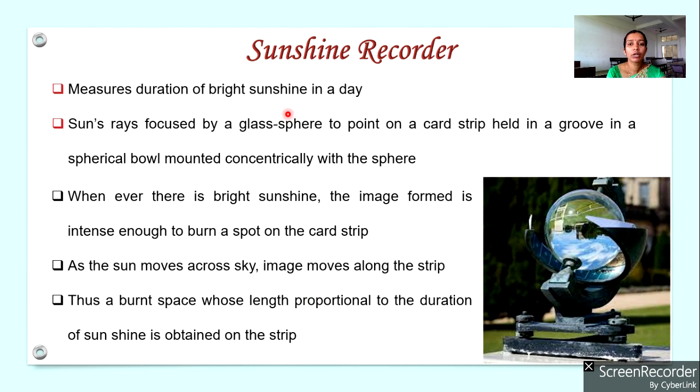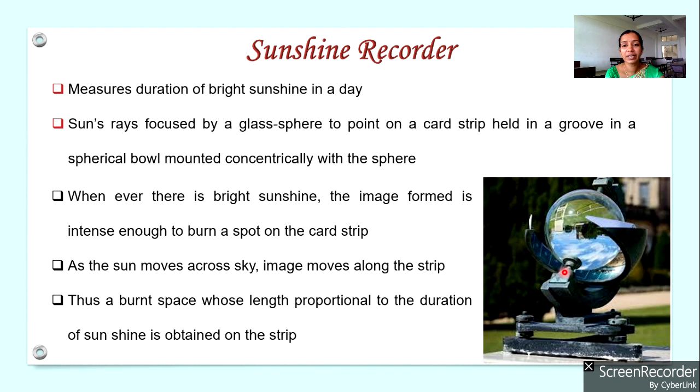So a sunshine recorder is used for measuring the duration of bright sunshine in a day. So we can get information like how long bright sunlight is available on a particular day and at which times this sunlight is available. So these factors can be measured by using a sunshine recorder.